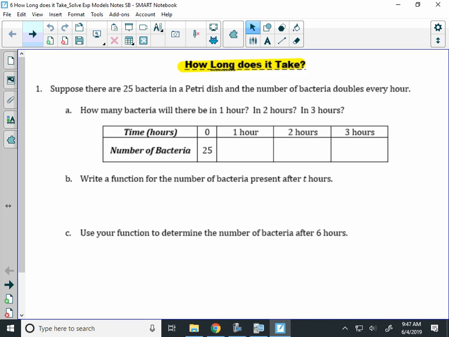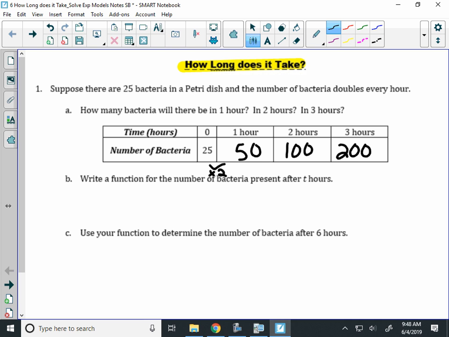So let's fill in the table. At time 0, the starting amount of bacteria is 25. If you double every hour, that means you're multiplying by 2. So 25 times 2 is 50. That's how many bacteria you have after 1 hour. After 2 hours, I double the 50 to be 100 bacteria. And after 3 hours, there's going to be 200 bacteria.